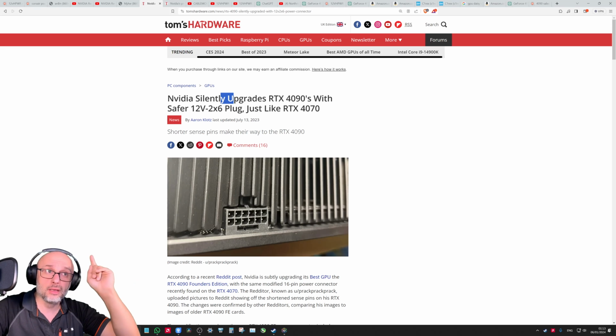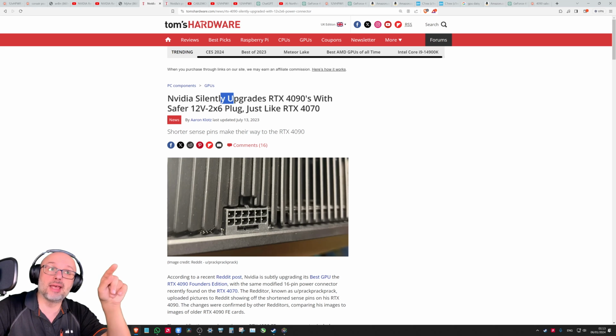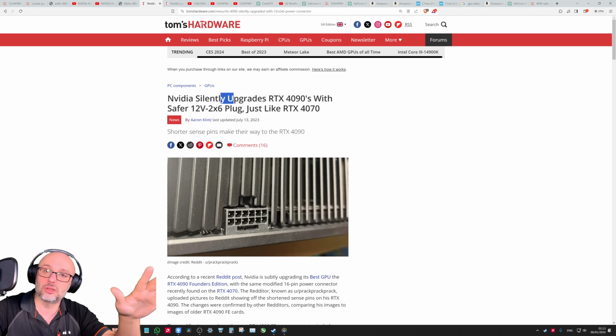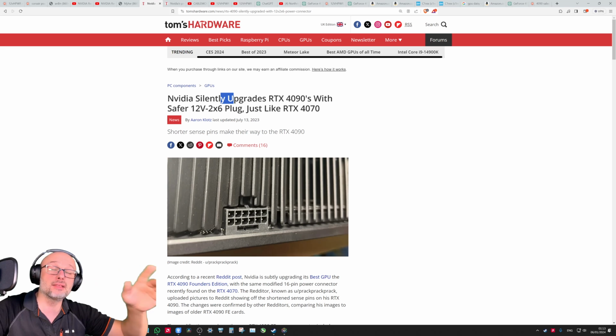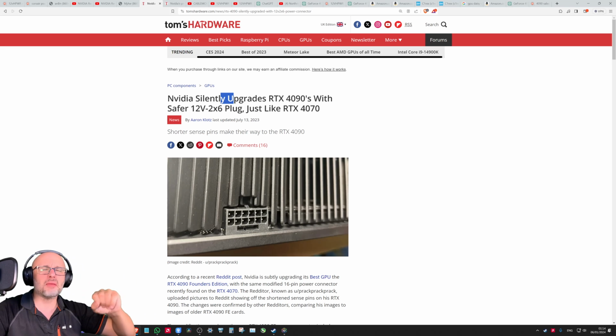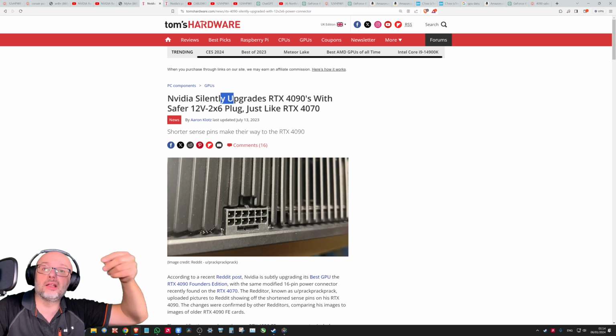But maybe the connector is also a problem. Maybe they know this connector is fine for like 300 watts. Maybe 450, maybe, but not 600 watts. And that's another reason why we don't have 4090s. This is just speculation, guys, yeah? Maybe it's completely made up, yeah? This is like the least important thing. But maybe it is. Maybe this is yet another reason.